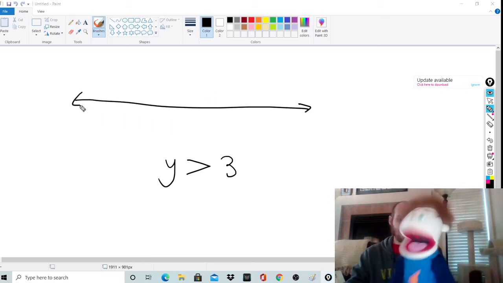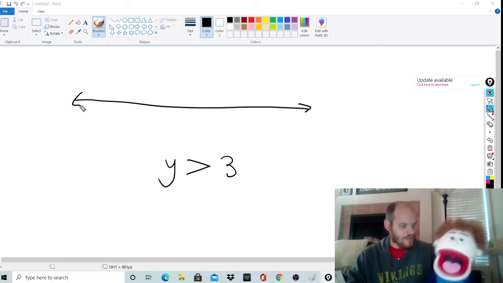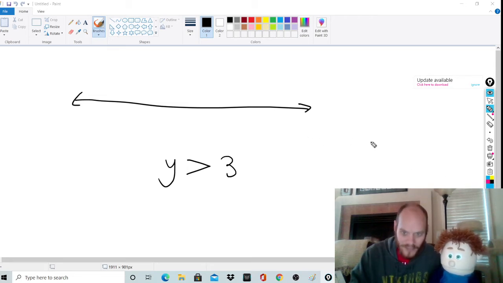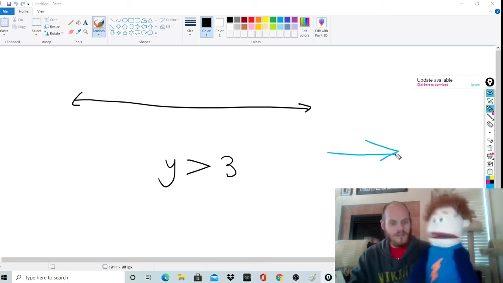Pick a number that is one away. Good, pick a number that's 1 away. Now notice this is greater than, so this is the opposite. This is where all the numbers aren't going to go left, but notice the arrow. It's almost like all the numbers are going right. Greater than. Get it.